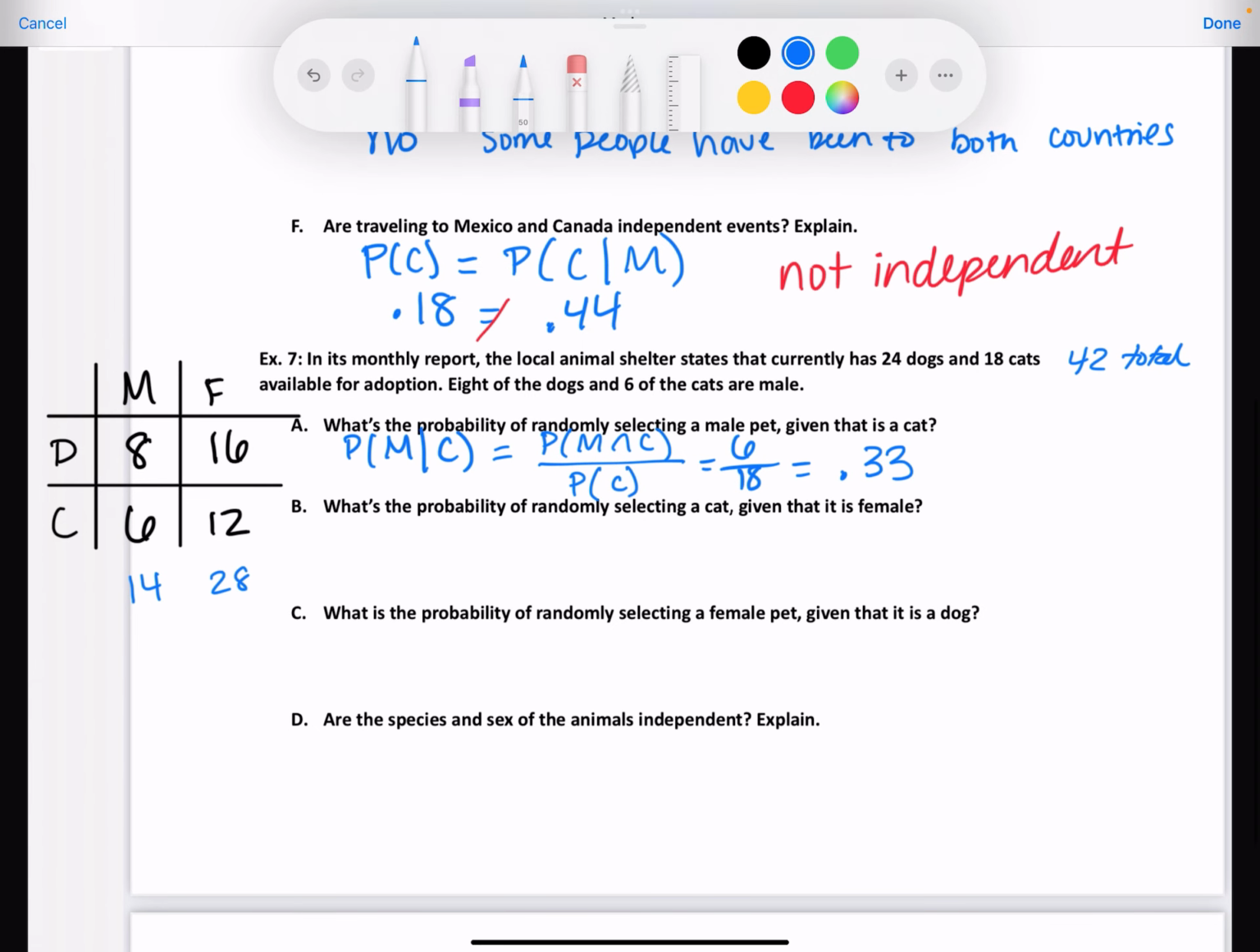So then the next one, the probability of randomly selecting a cat given that it's female. So the probability of cat given that it's a female is equal to the probability of the intersection of both, so cat and female, divided by the probability of female. So female cat, we have 12 out of the total number of females, 28. And that ends up being 0.43.